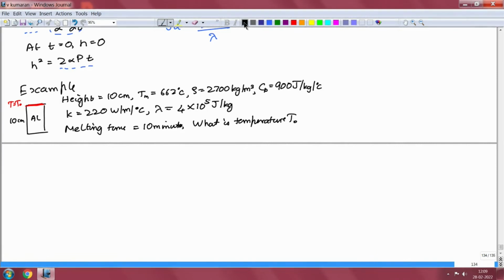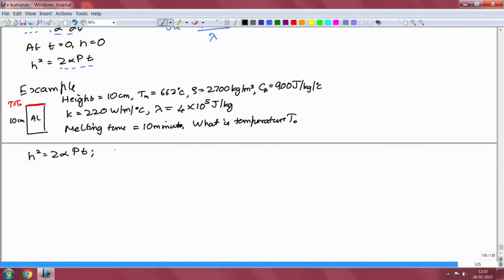So, in order to answer that, we know that h square is equal to 2 alpha p t. We have to find out what is alpha, the thermal diffusivity, and the parameter p in this case. P, remember, depends on the Jakob number, and time t is equal to 10 minutes. What is the temperature difference that has to be maintained, so that this entire melting takes place?